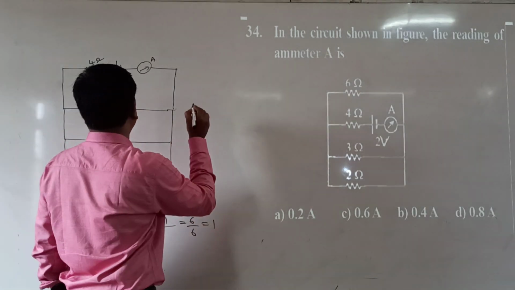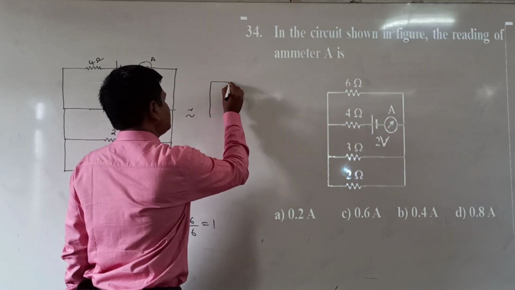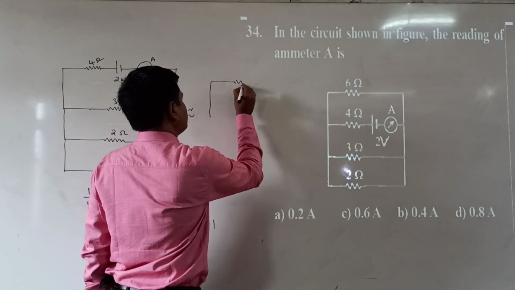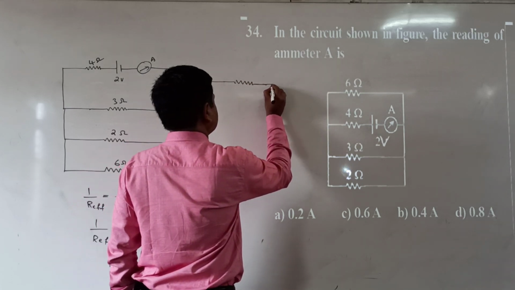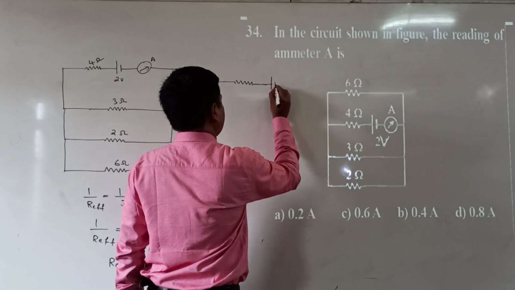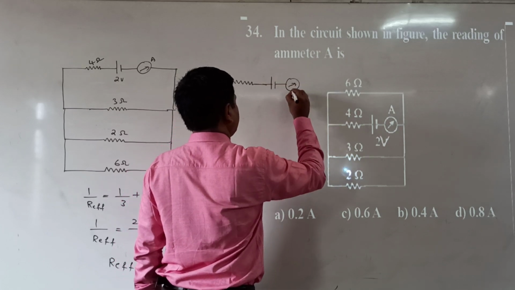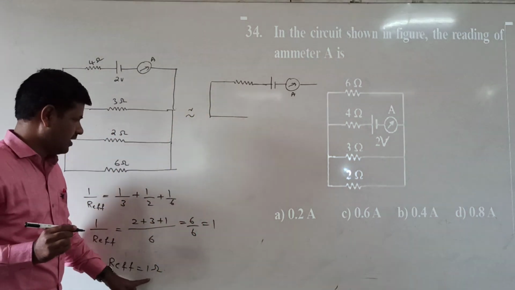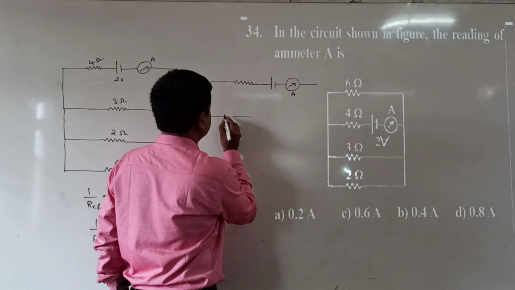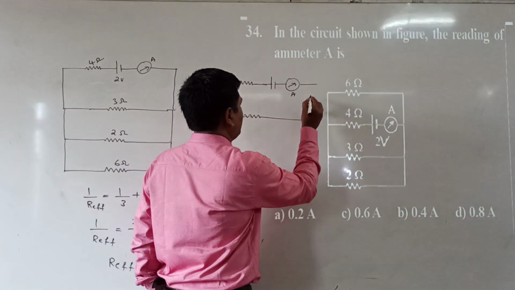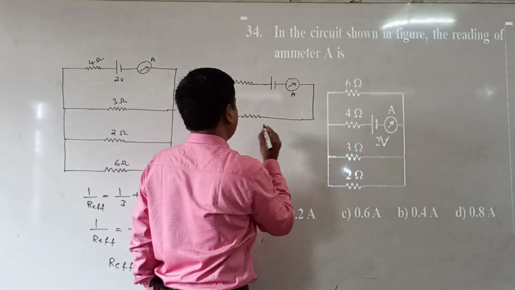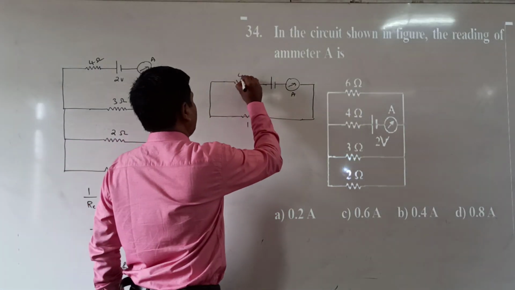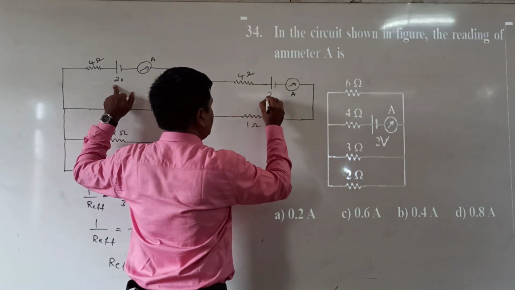Now this circuit we are drawing again like this. This is 4 ohm. Next, this is the battery. Next, this is the ammeter. Now this total we are combining again, and we are getting 1 ohm. Now we are drawing this as a new resistance of 1 ohm. Already we know this is 4 ohms. Now this is 2 volts.